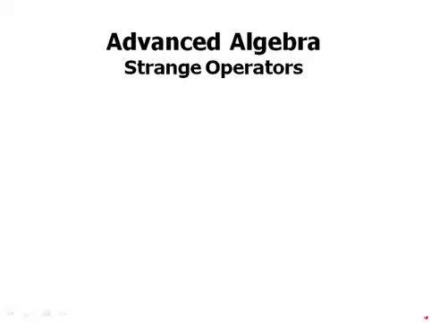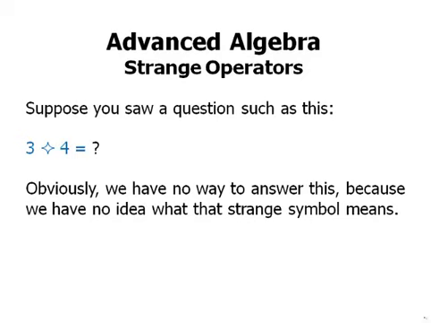The next topic in advanced algebra is strange operators. What do we mean by strange operators? Well, think about it this way. Suppose you saw a question such as this: 3 and then some symbol 4. I don't even know what to call that symbol. Let's call it 3 star 4. 3 star 4 equals what? Obviously, we have no way to answer this because we have no idea what that strange symbol means.